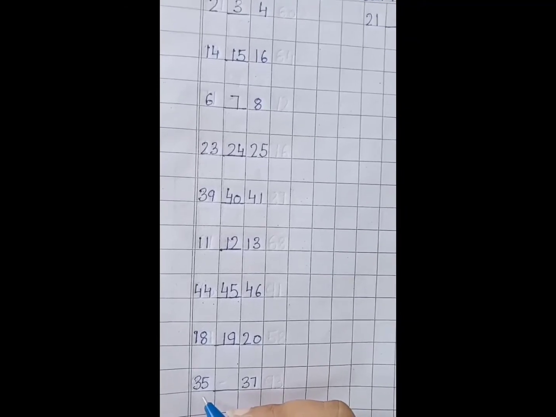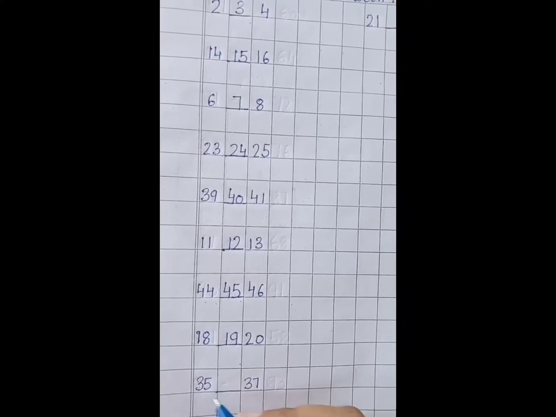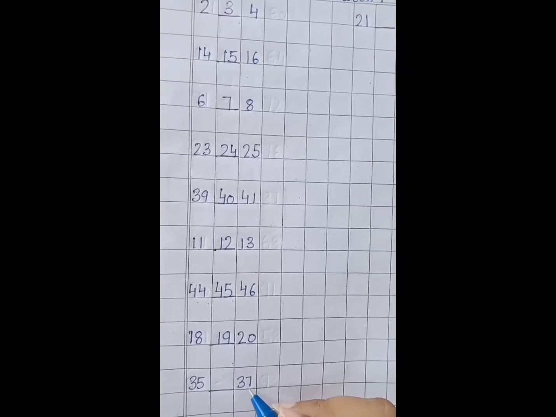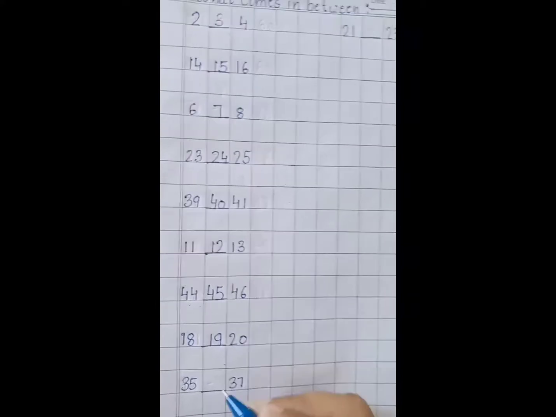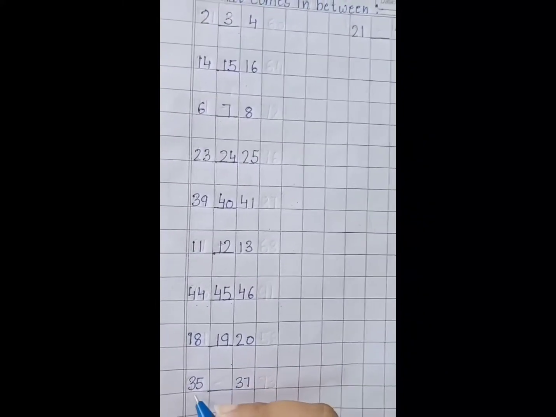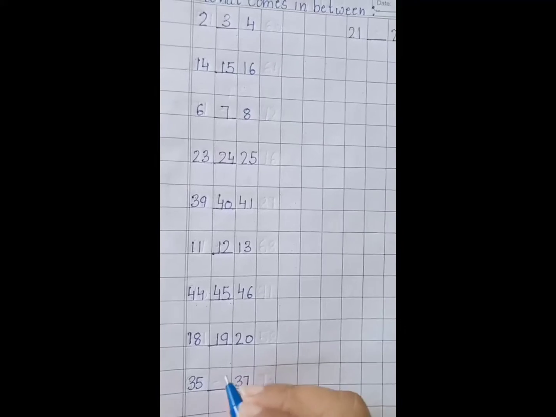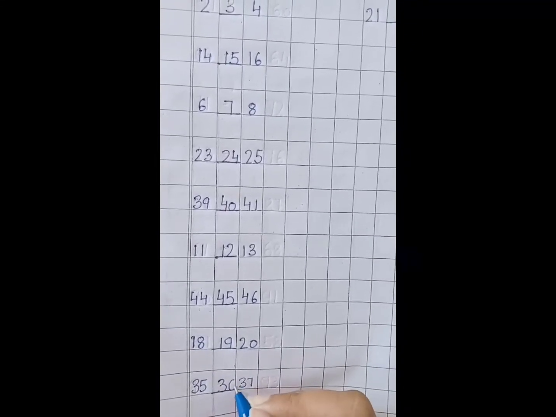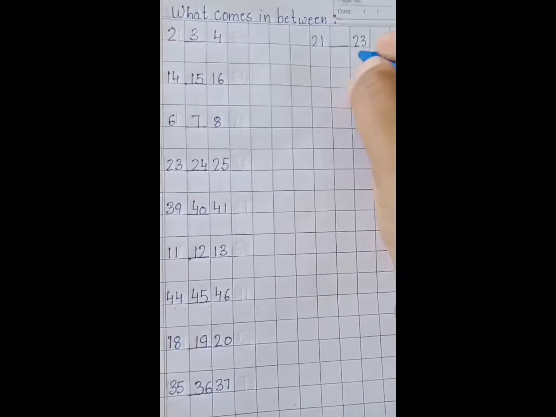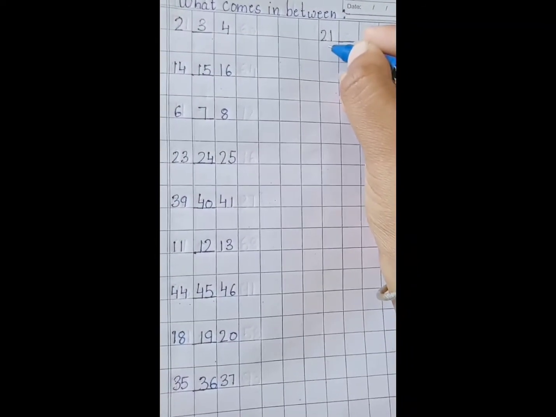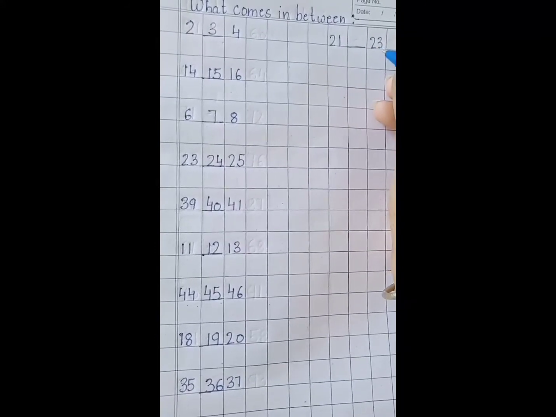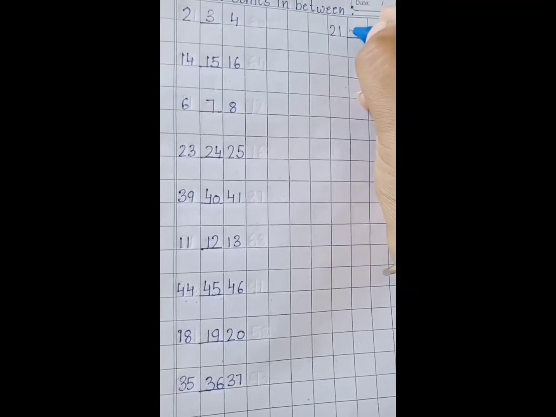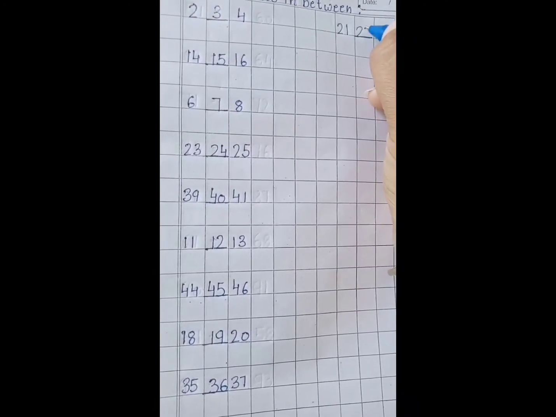So next number is 35 dash 37. After 35 the number that comes that is 36 and before 37 the number that comes that is 36. So between 35 and 37 the number that comes in between that is 36.